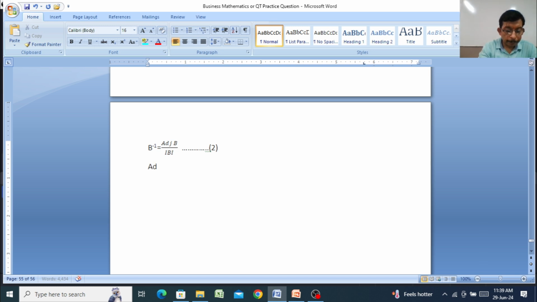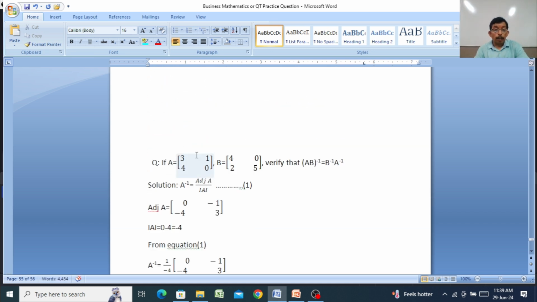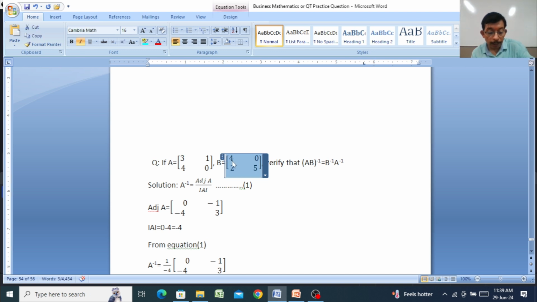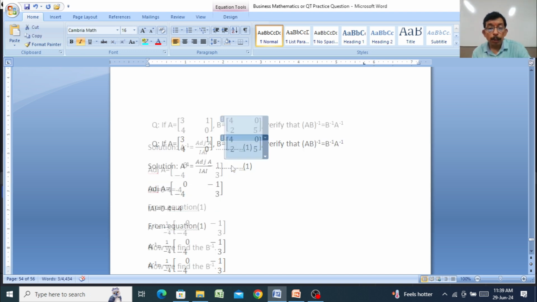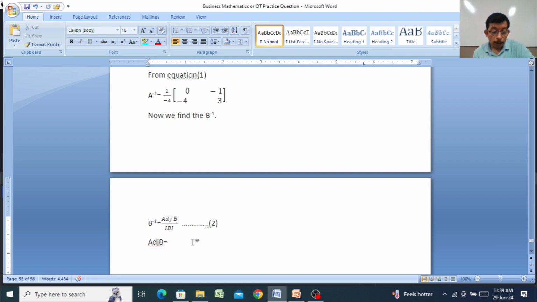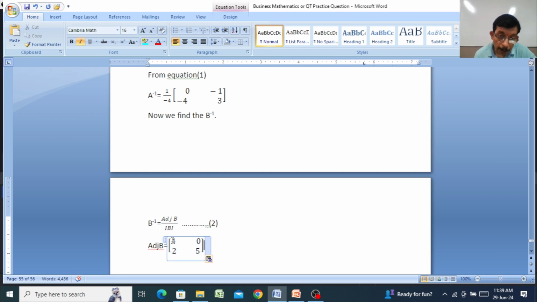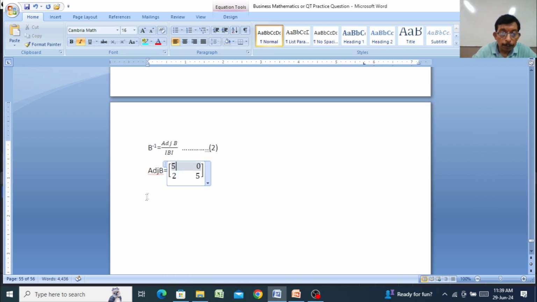Adjoint B equal to, interchange the elements of the main diagonal and replace the sign of the off diagonal elements in the matrix B. Then we find the adjoint B. It is clear, everyone? Now we interchange the main diagonal elements: 4 replaced by 5 and 5 replaced by 4. This is the shortcut method to find the value of adjoint.